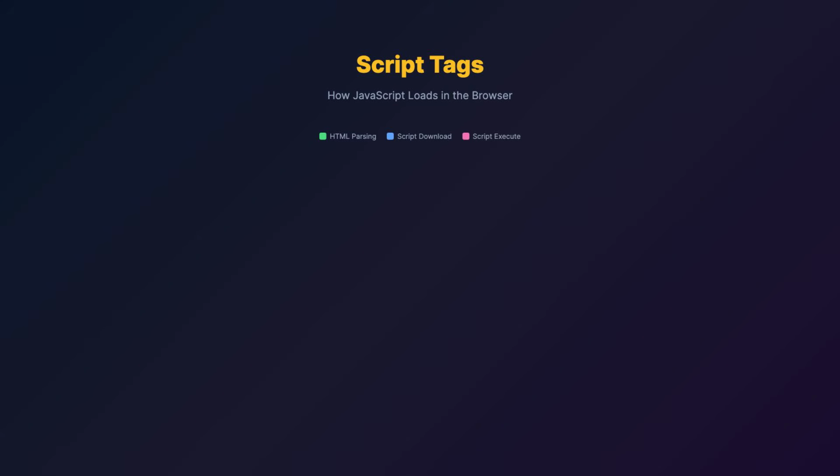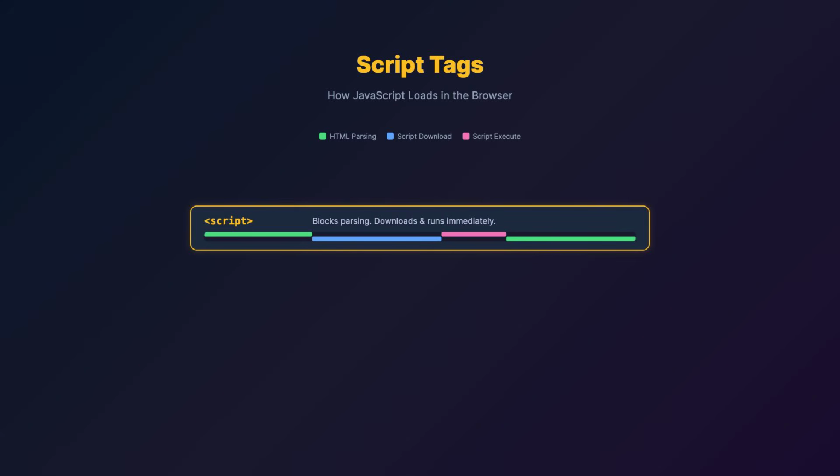Before modules, let's understand how JavaScript loads in the browser. A basic script tag blocks HTML parsing. The browser stops building the page, downloads the script, runs it, then continues. If your script is large, users see a blank page while it loads.